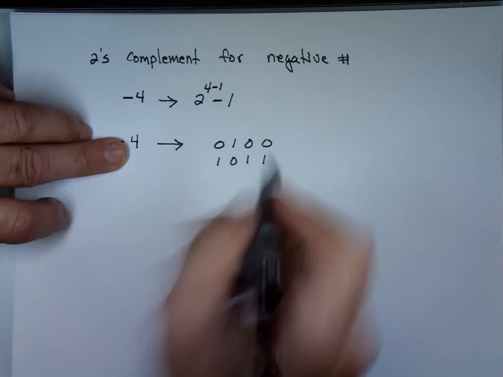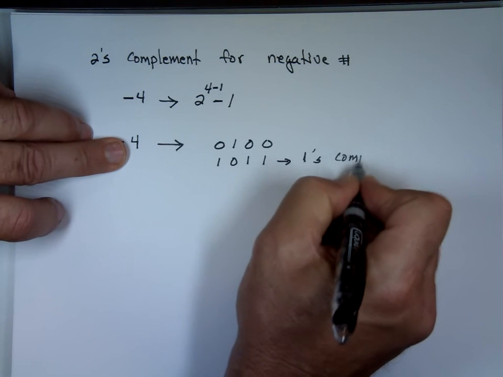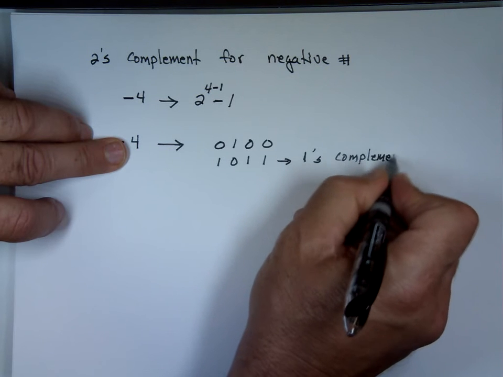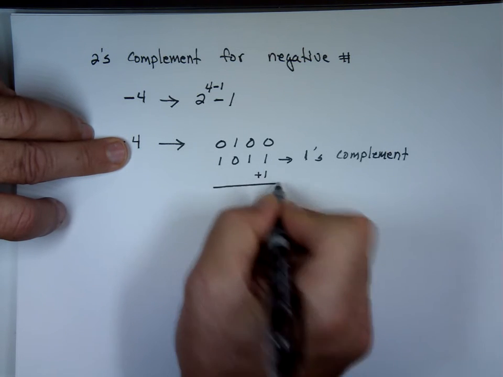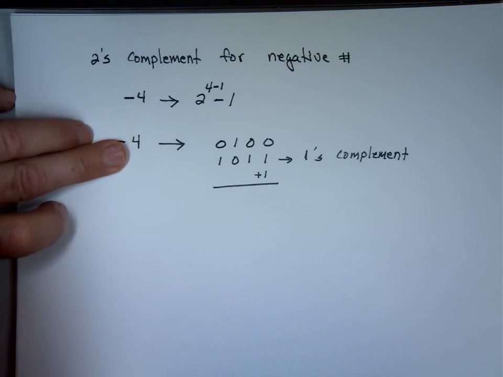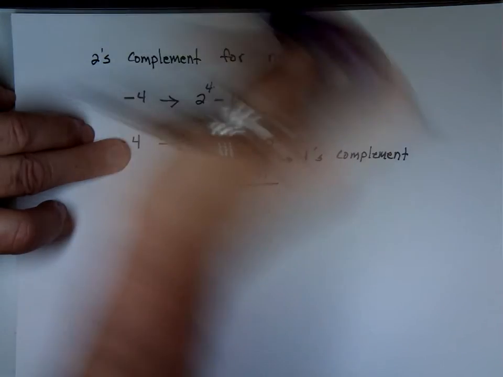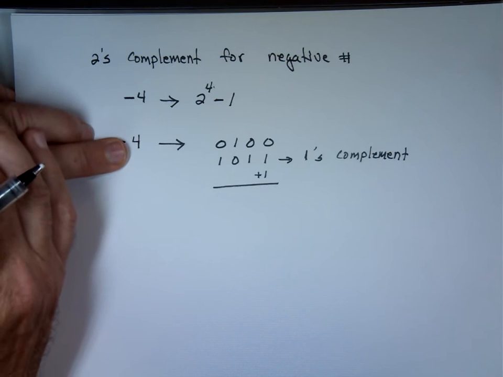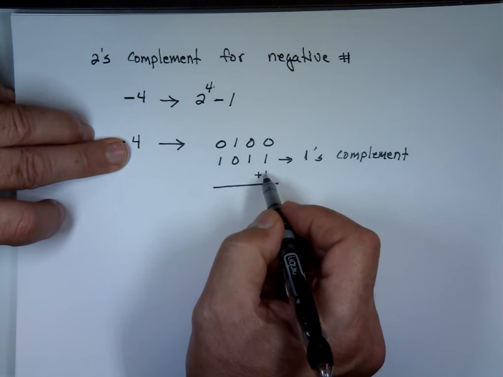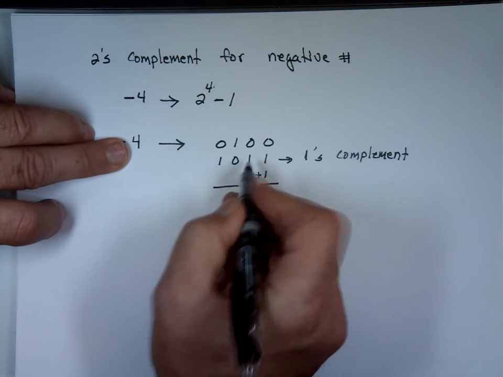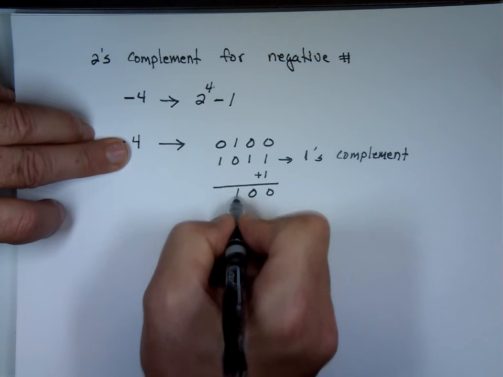That's known as 1's complement. Then come back and add 1 to it. Actually, that's 2 to the 4, not minus 1. I'm using 4 digits, so not a minus 1 there. So now let's add 1. What's 1 and 1? 0 carry 1. What's 1 and 1? 0 carry 1, 1, 1.